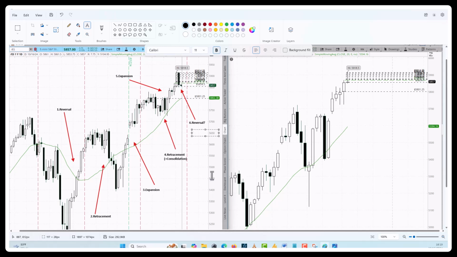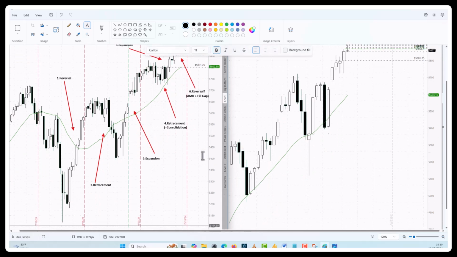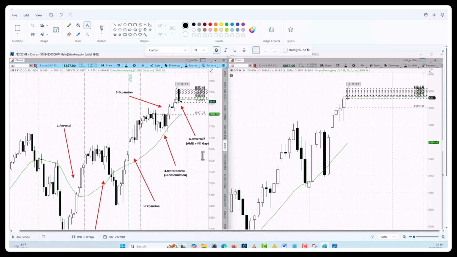So it's the AMD model right there, right? So that's the idea why we believe that it will reverse from here. That's our directional bias for the next 2 weeks or so, or at the end of the month. Yep, by the end of the month, you see that right there.